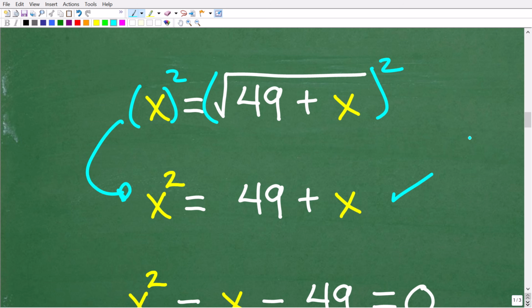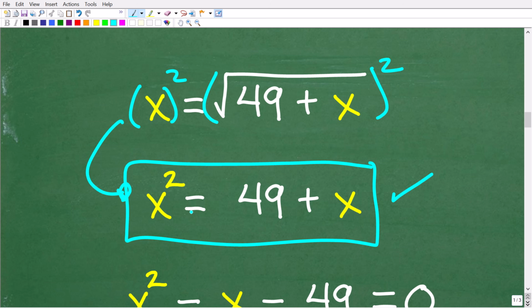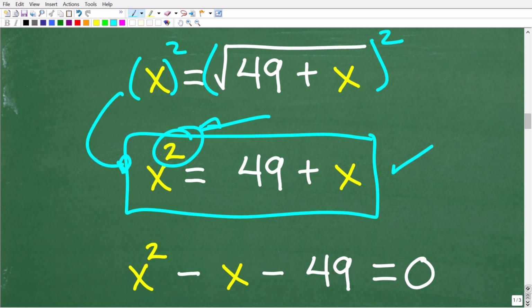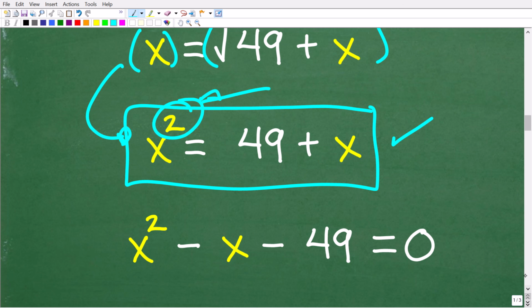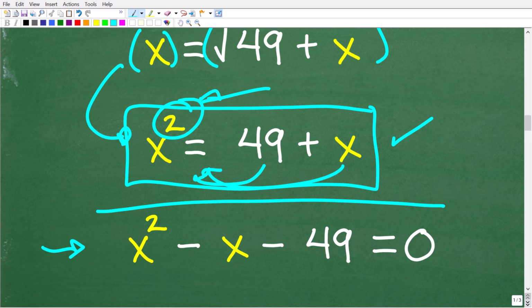Okay, so now at this point, we are dealing with a quadratic equation. We have x squared is equal to 49 plus x. And hopefully you understand that when you are dealing with a quadratic equation, there's always two solutions. So what we want to do here is set this equation equal to 0. So I'm going to move this x and this 49 over to the left-hand side of the equation, and I have x squared minus x minus 49 is equal to 0.